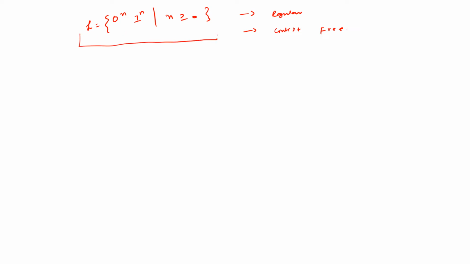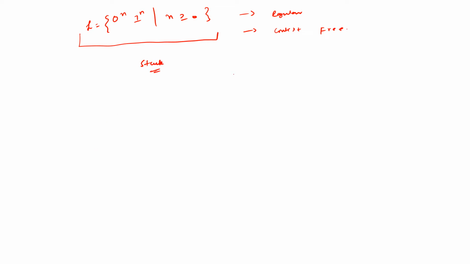Now, when I say so, this is only for intuition. When we say language L equals 0 power n, 1 power n, such that n is greater than or equal to 0, we know this is not regular. Shortly, we will see how to prove this language is not regular, but this language is context free. So, intuitively, how I would solve this question is: can I enumerate strings of the language using a stack?